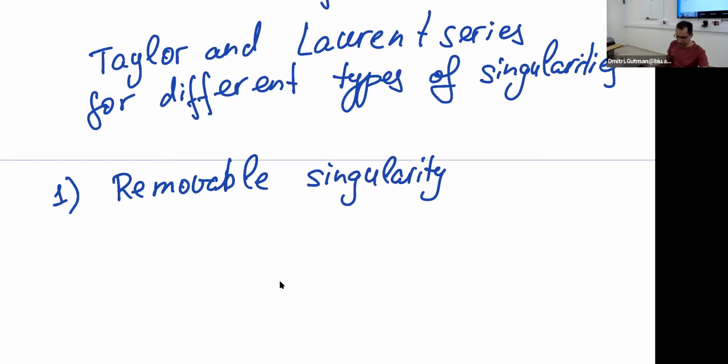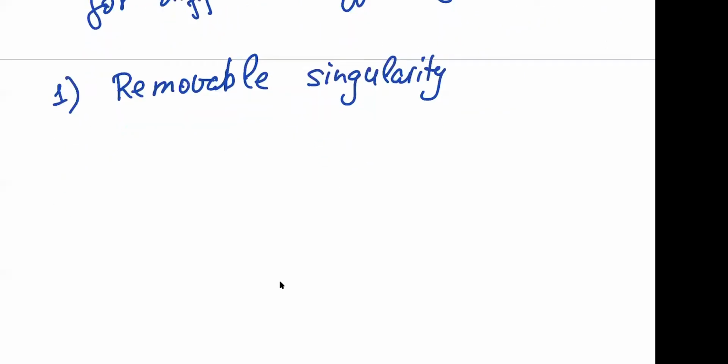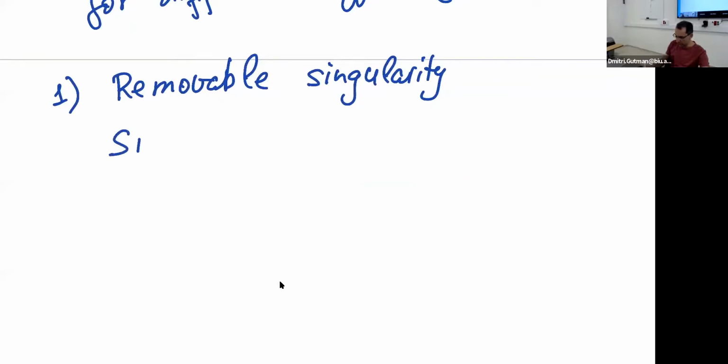So, removable singularity. Let's go back and look at our example. This is our function. It has a removable singularity at the origin. And we can also immediately tell what the Taylor expansion of this function at the origin is. So what is the expansion of this function at the origin? What is the first term?